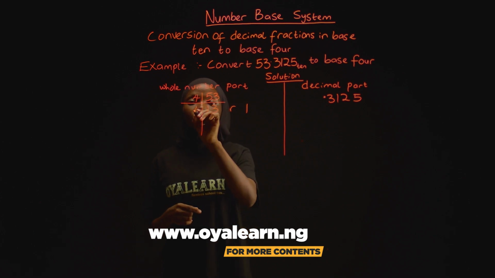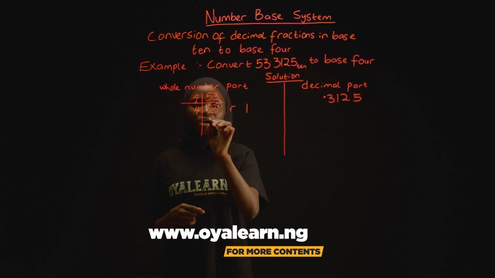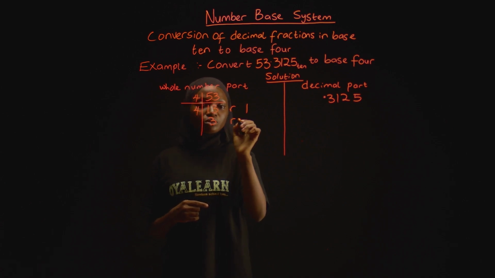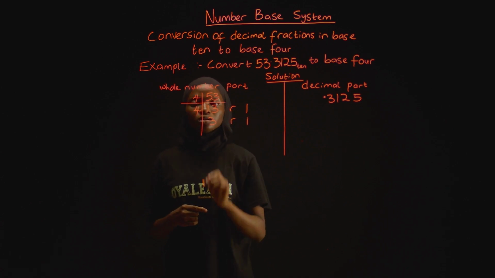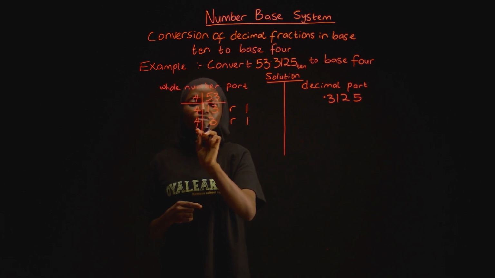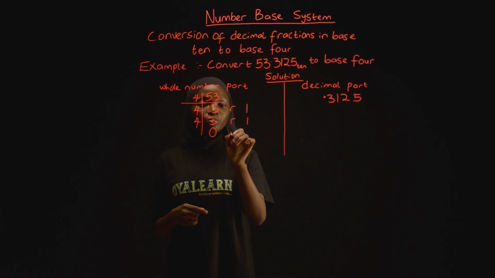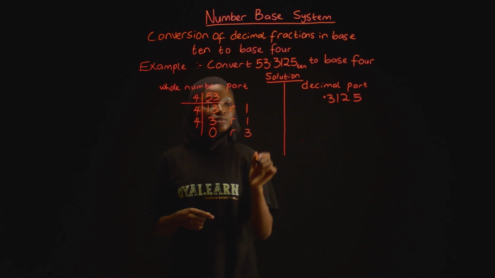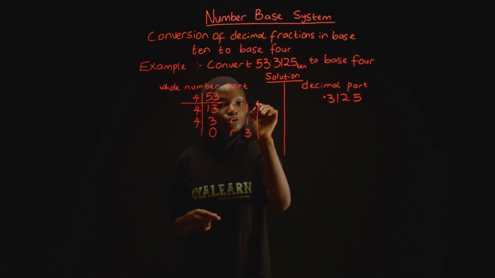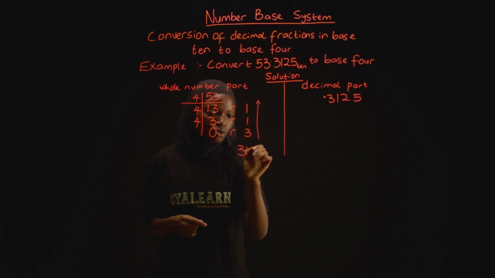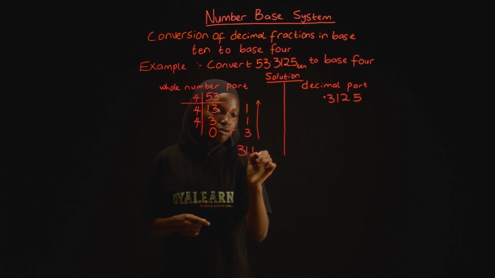Divide again by 4. 4 goes in 13, you have 3. 4 multiplied by 3, 12. When you take away 12 from 13, what remainder do we have? We have a remainder of 1. Divide again by 4. 4 goes in 3, you have 0 with a remainder of 3. Read the remainders upwards, and what do we have? 311 base 4.